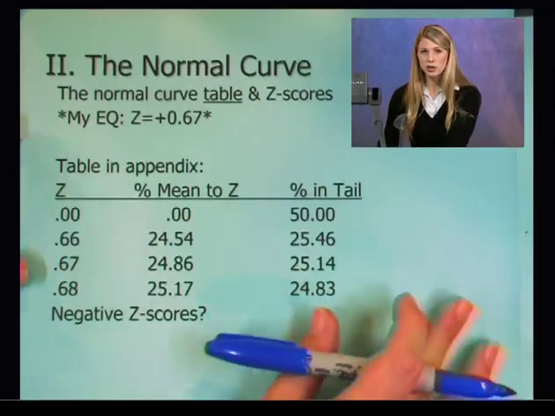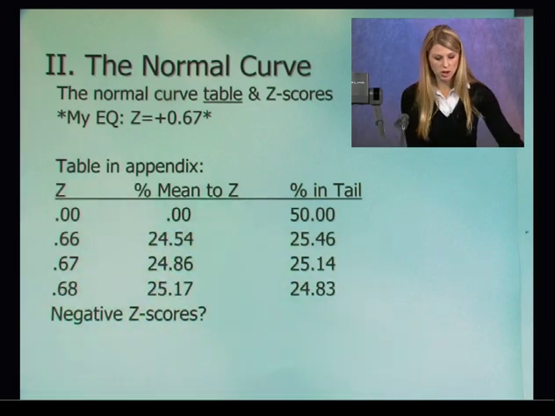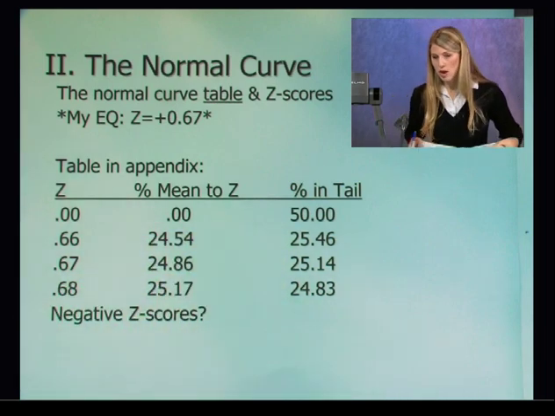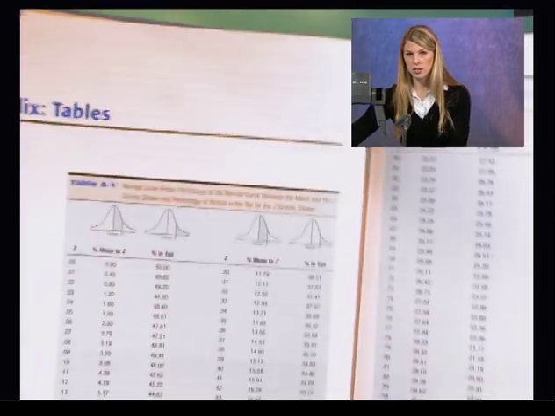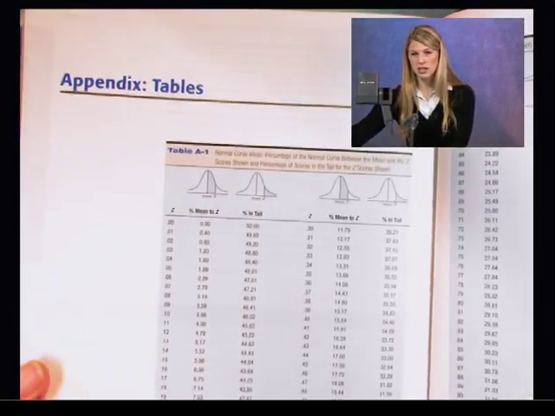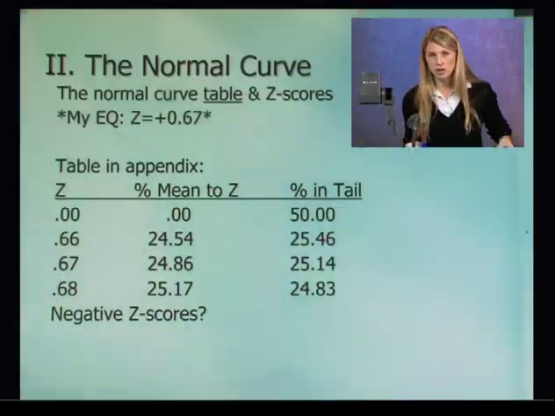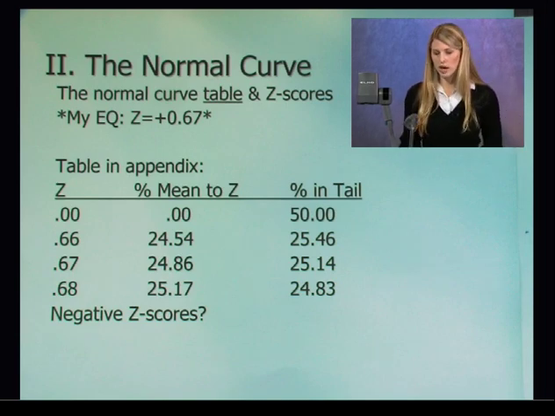So let's take a look at the z-table. You can find this in the back of your book in the appendix, and it looks something like this, although it's a lot longer. Here, I'll go ahead and show you. In the book, it looks like this. This is your appendix, and that's our z-table. And then I just took a little piece out of it for us to look at so that I can explain how this z-table works.